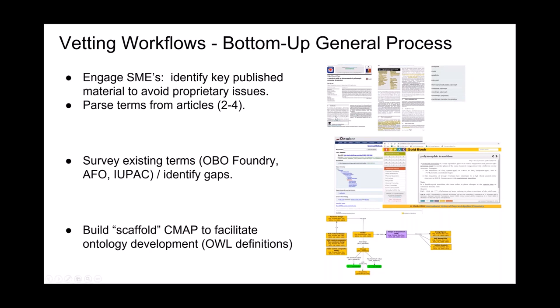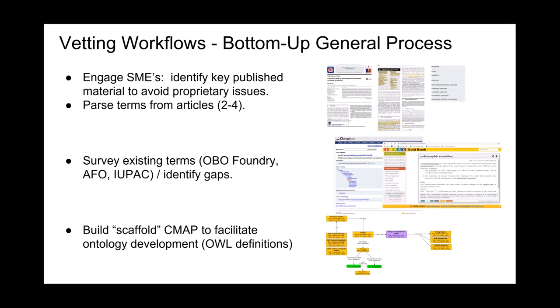After identifying scientific SMEs who are experts in the particular workflow, we ask them to identify key published resources such as review articles and book chapters that give detailed accounts of the workflow. We then parse the terms from these resources, typically 2 to 4, often simply by just highlighting the terms in the article. Then we survey the existing ontologies and vocabularies to see if they've been addressed elsewhere. For the found terms, we go back and get an initial evaluation by the scientific SME, and also review them semantically to make sure that the definitions are rigorous.